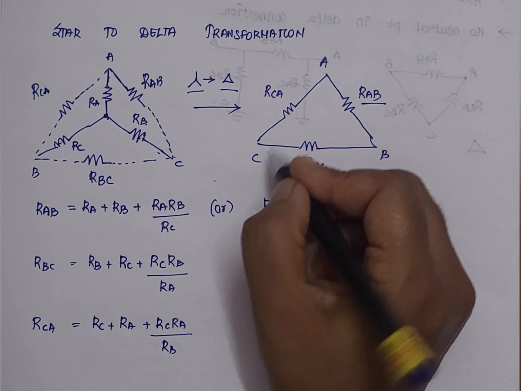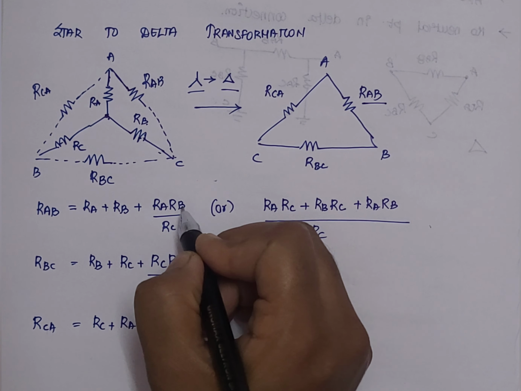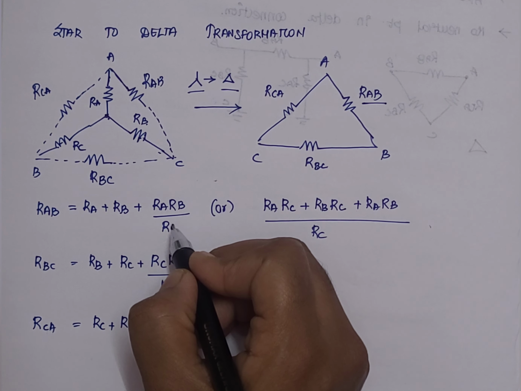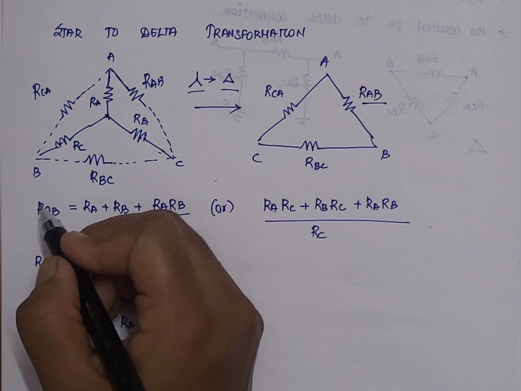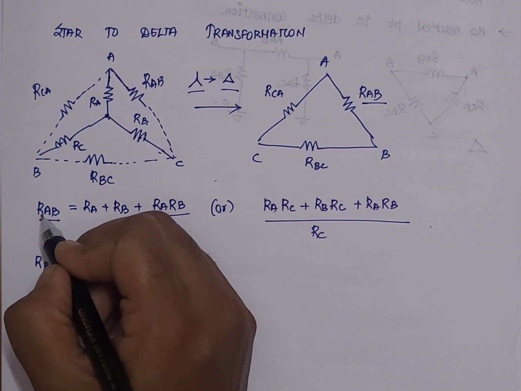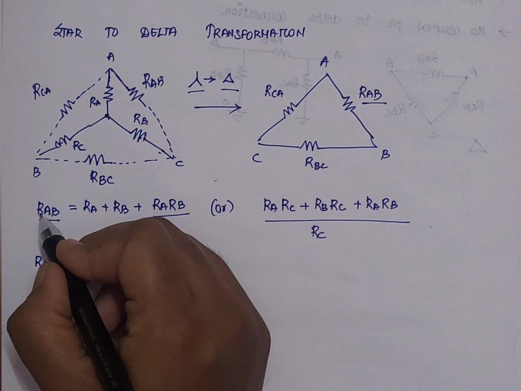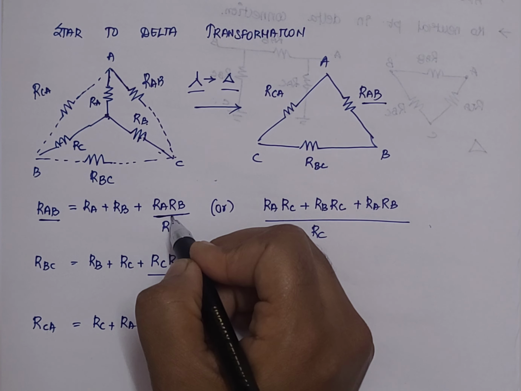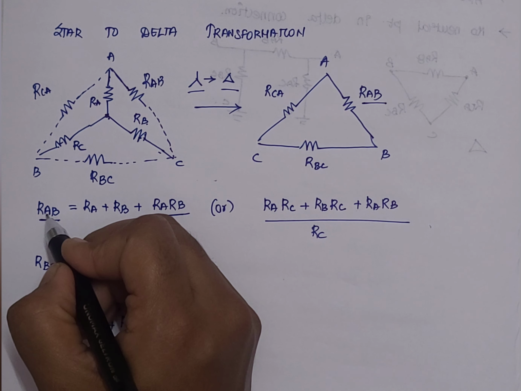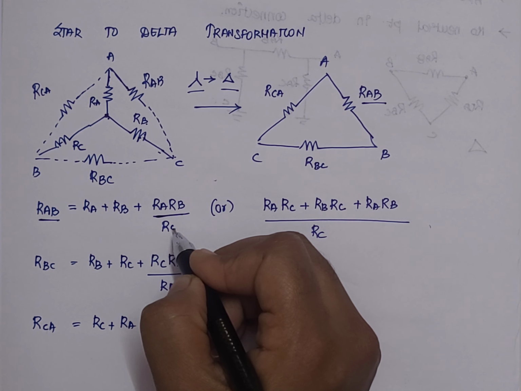The formula to calculate the value of RAB is RA plus RB plus RA into RB divided by RC. Again, we have a shortcut for this also. For RAB, you have to include the values of the resistances separately first and then their product in the numerator. So we will have RA plus RB plus RA into RB, which is available in the first portion, divided by the third term alone, the remaining resistance value. Here we have AB, so the remaining value is in terms of RC, and that is to be taken in the denominator.